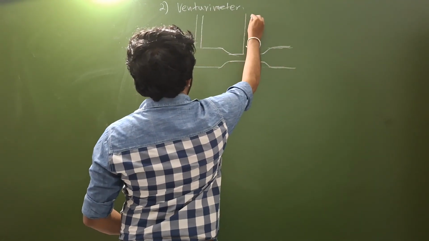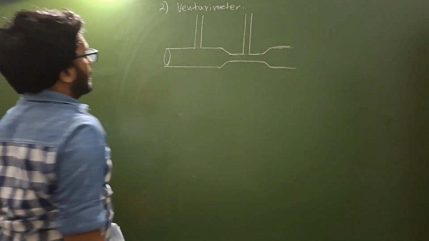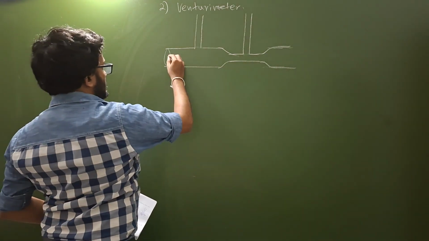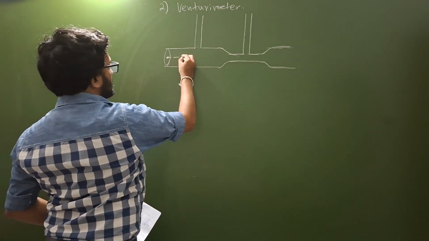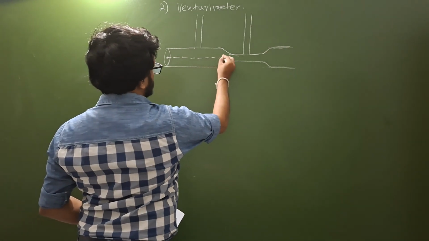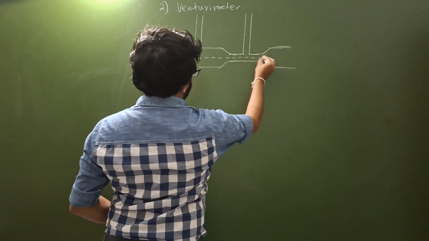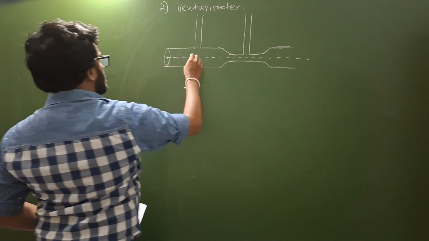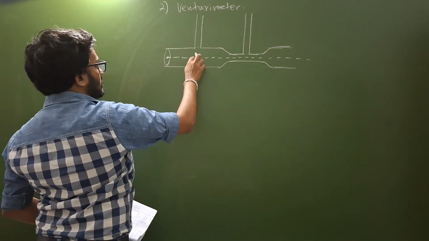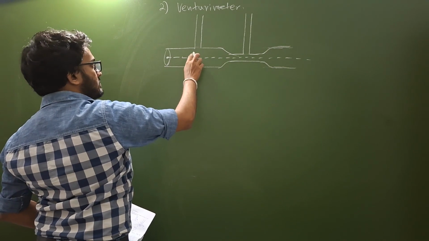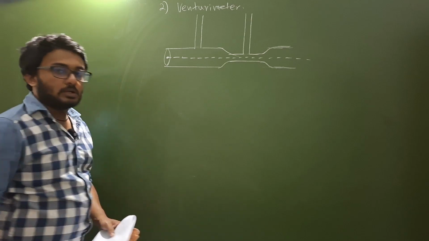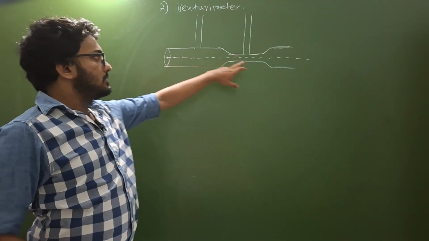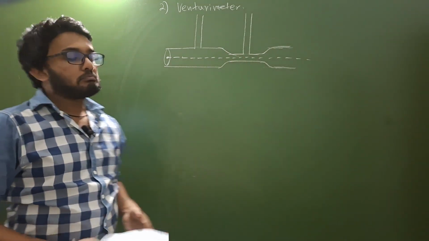These are open like this. Now a liquid is flowing. Let's take this streamline. So this is one of the main places, and this is another main place. That means the high area place and the low area place.